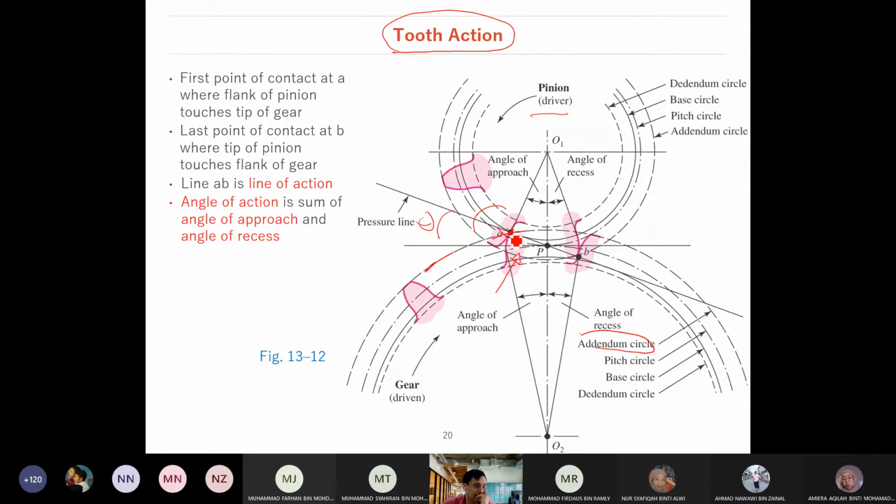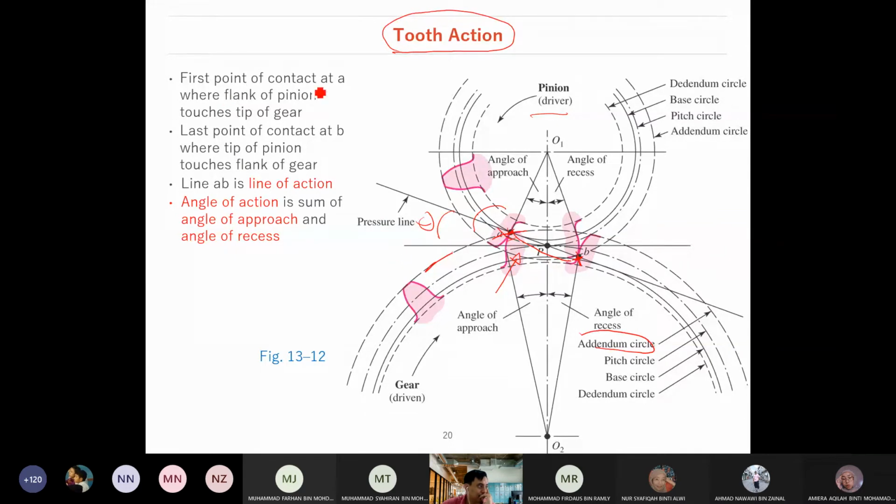Kan, dia start kat situ, dia touch kat situ. Yang gear yang second tu, dia dekat mana? Dia dekat di dendam circle lah, dia terakhir kat sini. Itu maksud dia, macam mana dia punya gear. Alright. Okay, that's why awak tengok dia last.